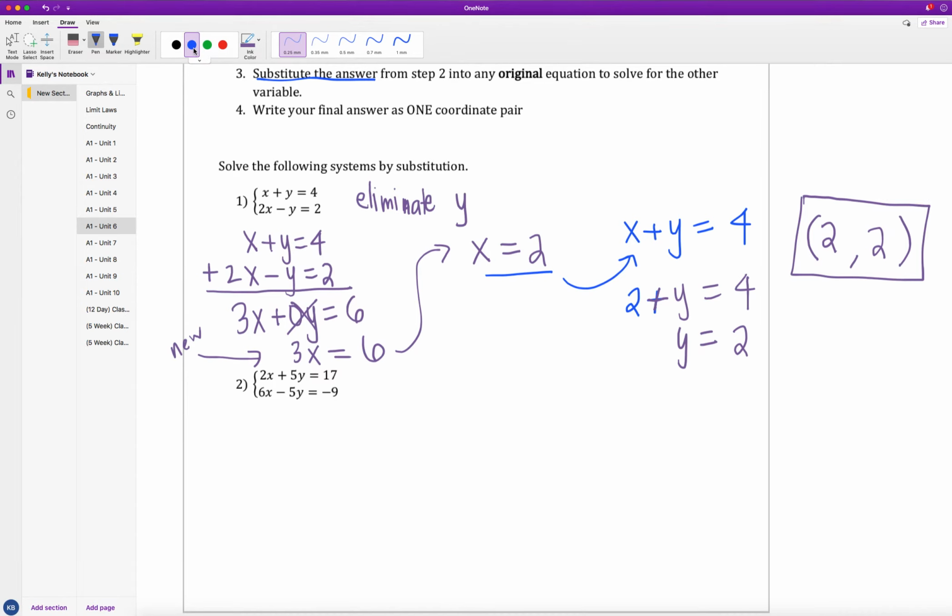So example 2 says 2x plus 5y equals 17 and 6x minus 5y equals negative 9. Is there a variable right now that's set up to nicely eliminate? If so, which variable? So what I notice is that it's actually nice to eliminate the y's right away because I have a positive 5y and a negative 5y. So if I add these together, they would cancel each other out. Let's go ahead and rewrite these equations and we'll add them together.